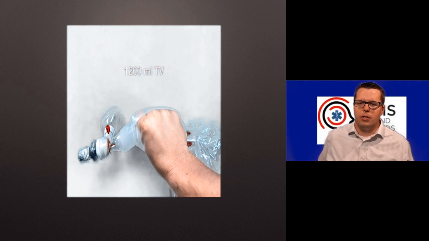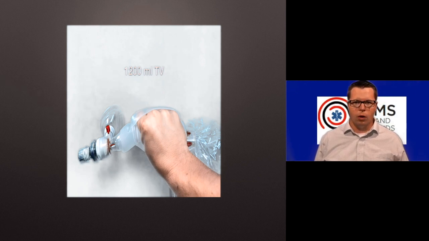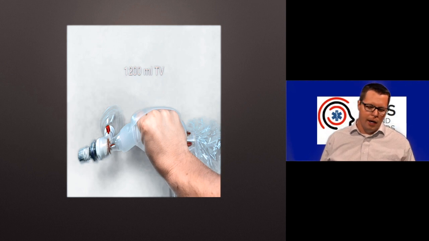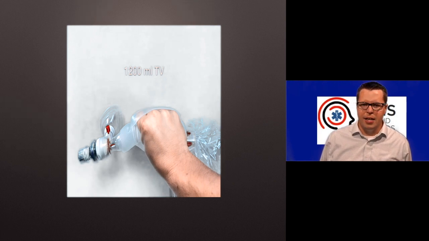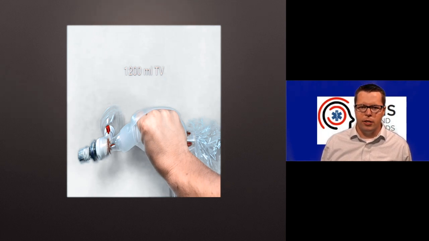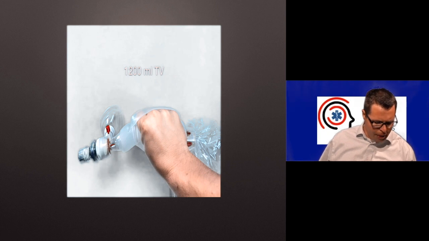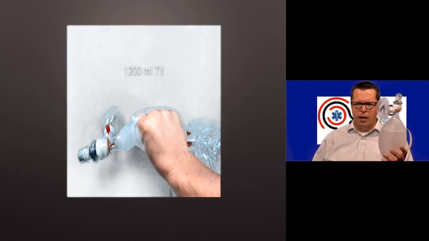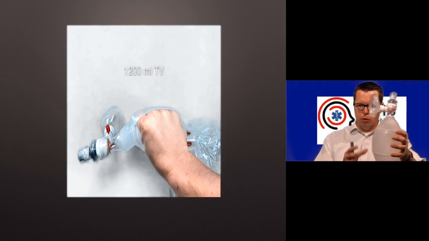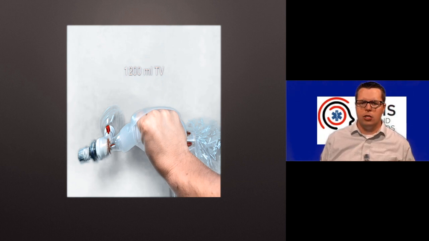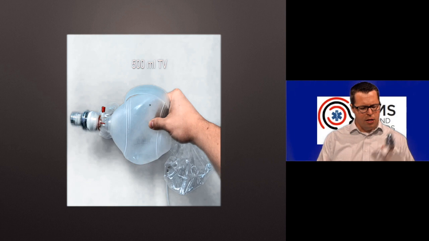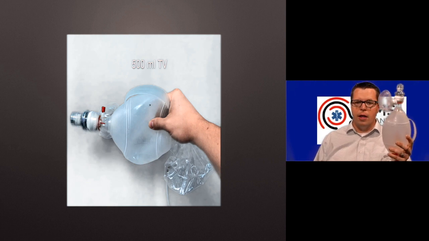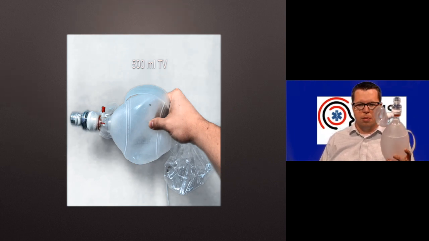So 1,200 milliliters of tidal volume is too much for almost everybody, unless they are, God, I couldn't even think of how tall this person would have to be. So 1,200 mLs, way too big, and is potentially injurious to the patient. What you can do about it is, rather than grab the center of this bag and put your hand through the loop and put two hands on it and squeeze as much as you can out of the thing, if you just change your grip, then you change the amount of gas that you will push into the patient with each breath.